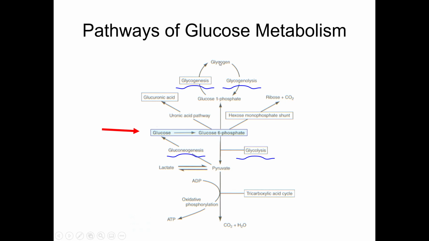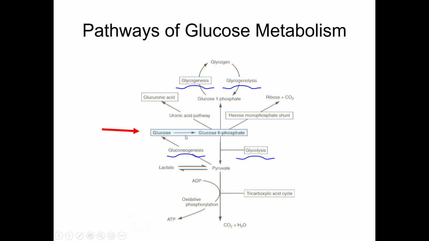If we suddenly have a need for glucose, we can take that glycogen and break it down to convert it back to glucose 1-phosphate, back to glucose 6-phosphate, and then we can use it in cellular respiration. That process is called glycogenolysis. Glycogen is in the word. Lysis means to break apart. So glycogenolysis is to break apart glycogen.